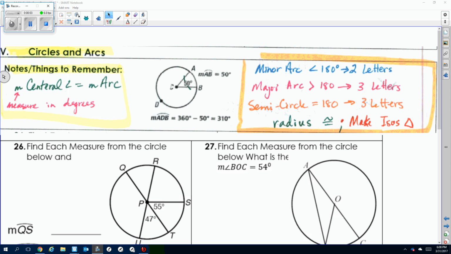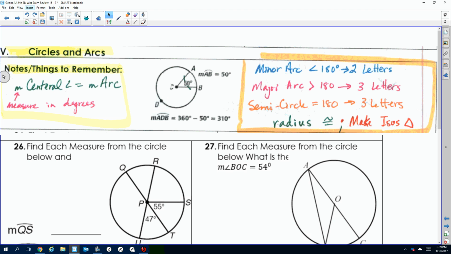Okay, for this next section, we're now going to make sure we understand circles and arcs. So I've highlighted and gave you some things to remember in regards to a circle. One, that's a central angle. Lowercase m means measure in degrees. We've got to make sure we can read that correctly.